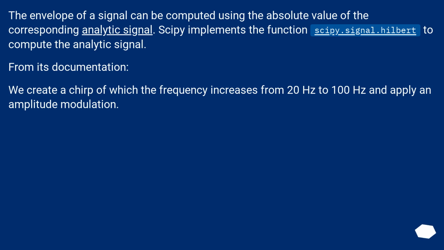The envelope of a signal can be computed using the absolute value of the corresponding analytic signal. Scipy implements the function scipy.signal.hilbert to compute the analytic signal. From its documentation, we create a chirp of which the frequency increases from 20 Hz to 100 Hz and apply an amplitude modulation.